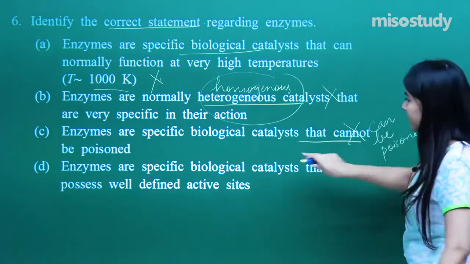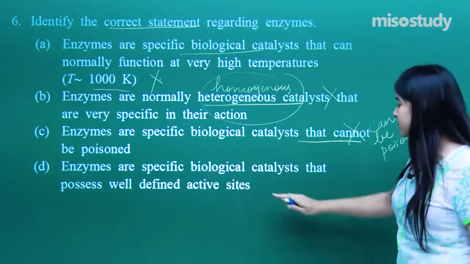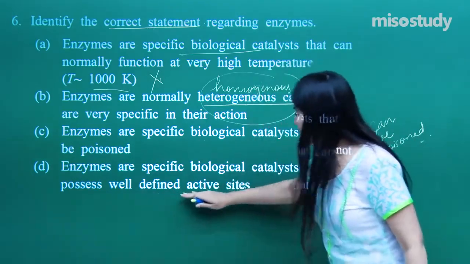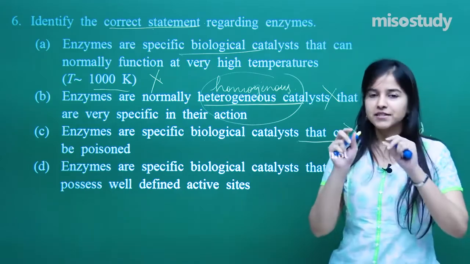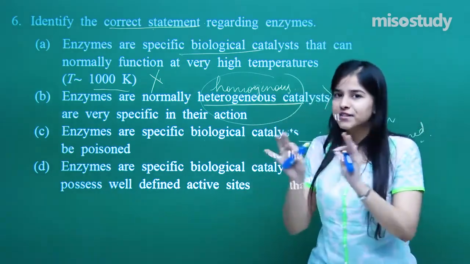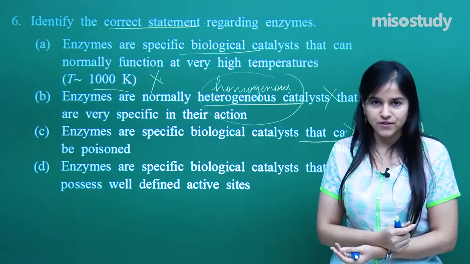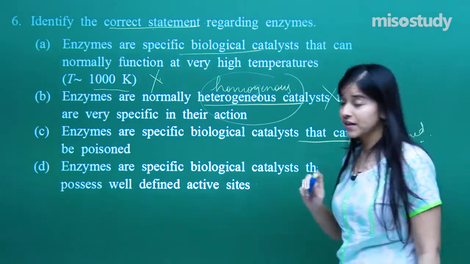So, I hope everybody has got this very point. Now, let us move on to the last. Enzymes are specific biological catalysts. Indeed, they are, that possess well defined active sites. Yes, a specific enzyme has a specific active site for a specific substrate. That is what Lock and Key model says. So, I hope everybody has recalled the concept, and this is the very correct answer over here.